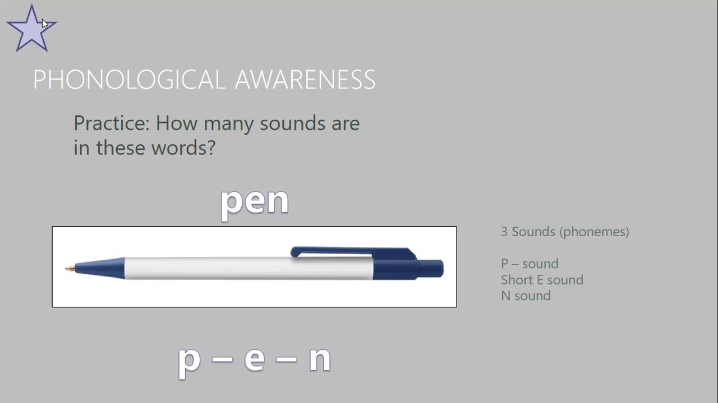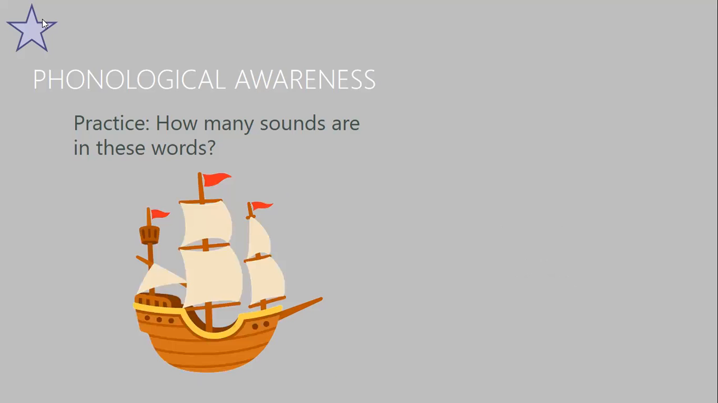So hang on to that word. And then there's the P sound, the short E sound, and the N sound. Good. Ready for another one? Good. Okay. So can we agree on what this is? Tell me what this picture is.